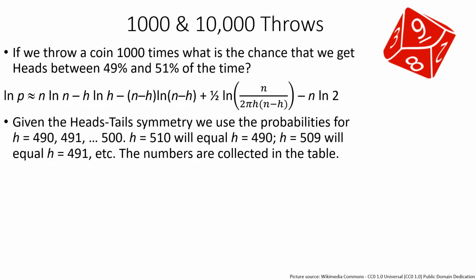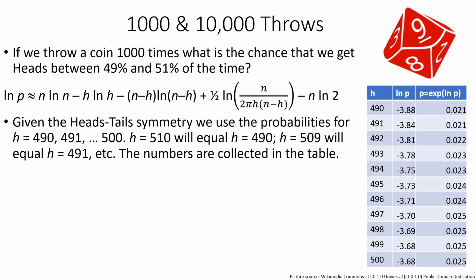Because it's a fairly long calculation now, I had to resort to using a spreadsheet. For each of these values of heads, I've used the formula in a spreadsheet, and I've worked out ln p using that formula. You can see here I've got ln p down the side in that column on the table. Having worked out ln p, if I want to know what the actual probability is, I just need to exponentiate that, to say e to the power of that number. And so on the right hand column I've got the actual probability.